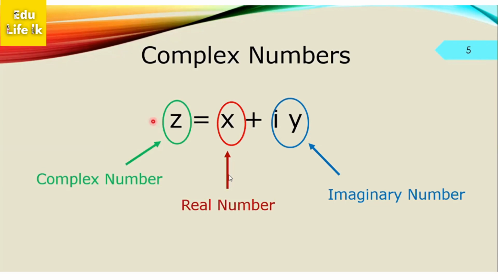A complex number means the addition of a real number and an imaginary number. In standard notation, we denote a complex number as Z, the real number as X, and the imaginary number as I times Y.